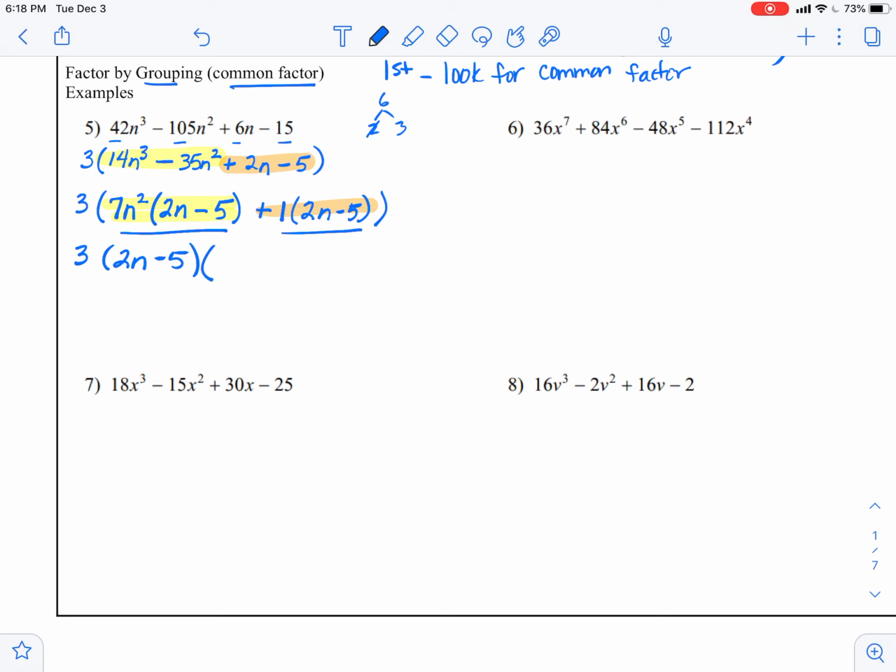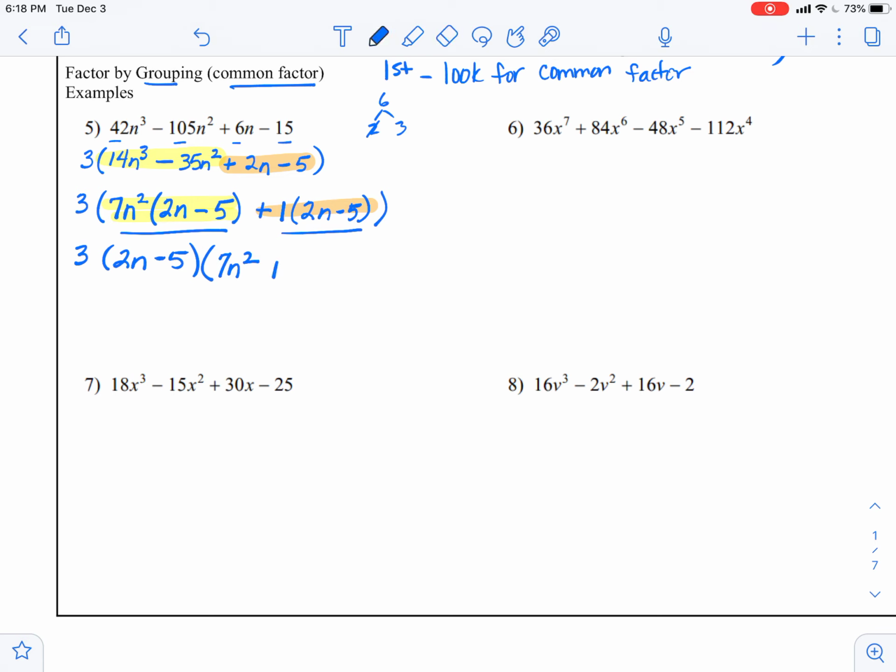So now what I'm doing is I'm taking this 7n squared times 2n minus 5, and I'm dividing it by 2n minus 5, okay? So what I have left is 7n squared, okay?